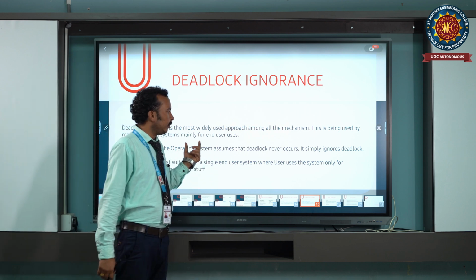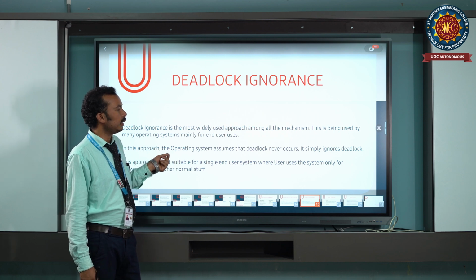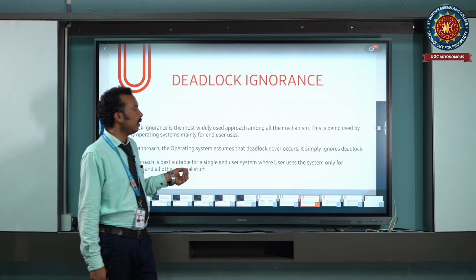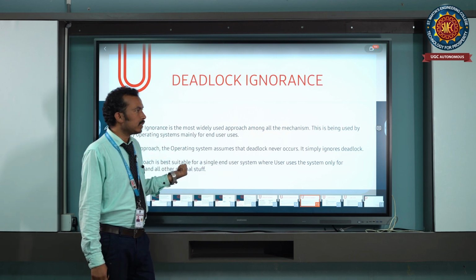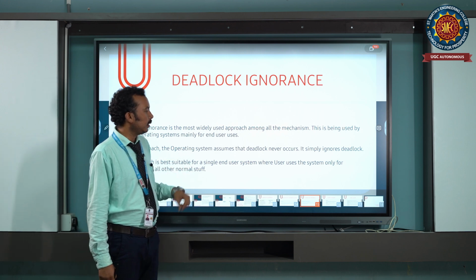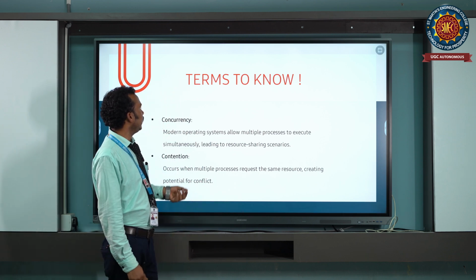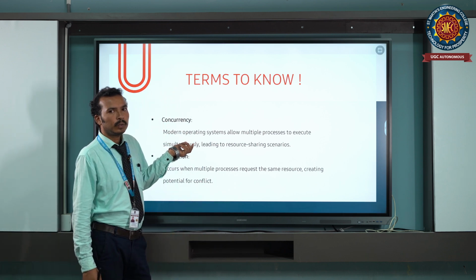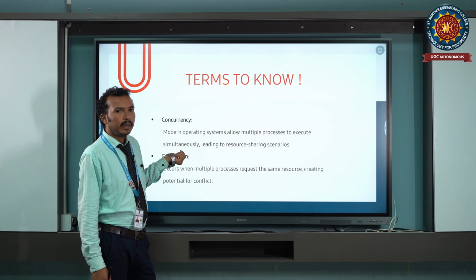Whenever a deadlock occurs, it simply assumes that there is no deadlock in the system, ignores that deadlock, simply restarts the system and works normally. These are the four methods used in deadlock handling. These are the main terms we should know about in operating systems.